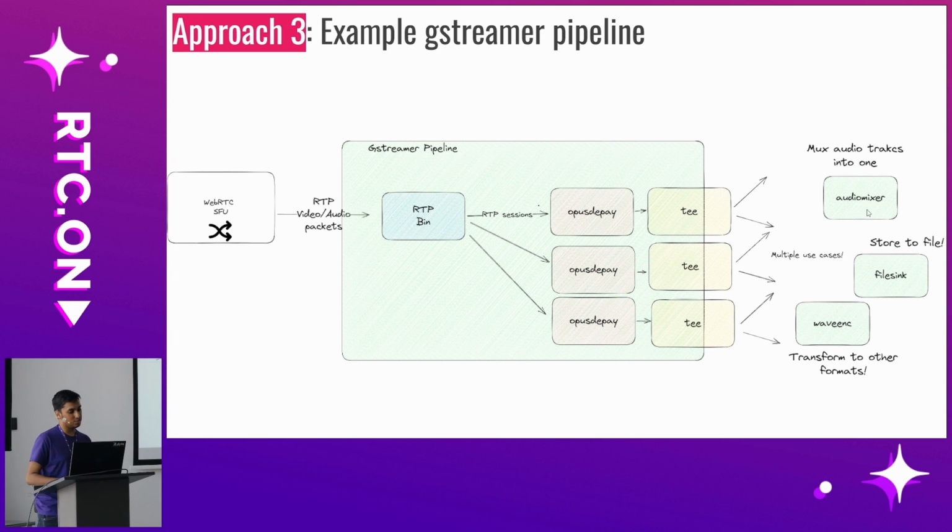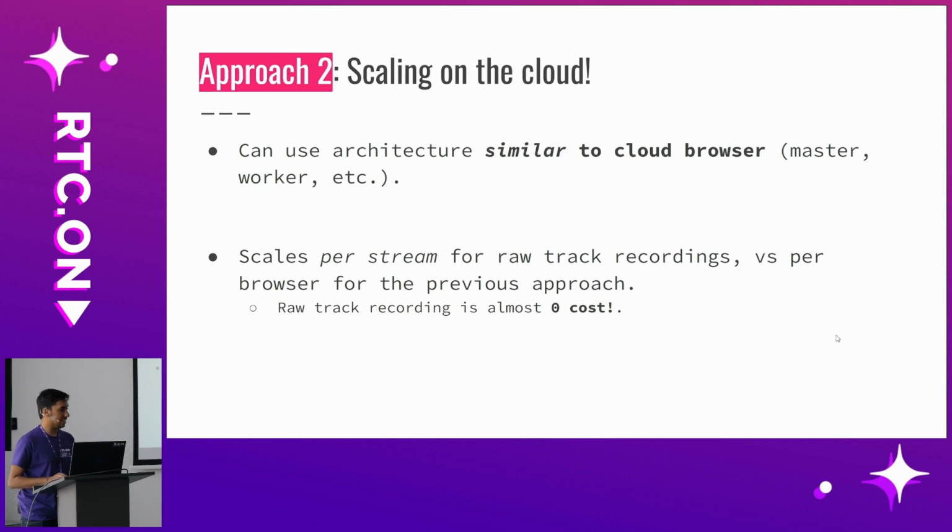So for example, you could use Audio Mixer to mux all the audio as one file, or you could store it in a file directly, or you could encode it into some other format, right? So yeah, scaling on the cloud here is really similar. You can have that same master worker approach I spoke about. Of course, now you scale on a per stream basis.